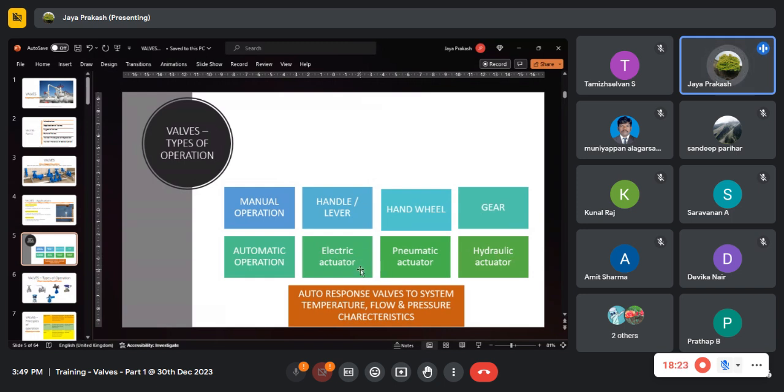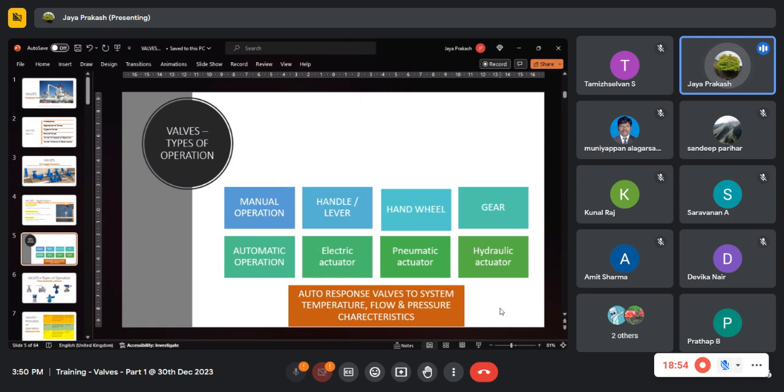An electric actuator is not always on a control valve. It can be an on-off valve also, where the on-off function is done by an electric actuator. When the switch is on, the actuator motor switches on and opens or closes the valve. A pneumatic actuator functions based on the pneumatic supply. Hydraulic, as you know, the actuator functions based on oil pressure.